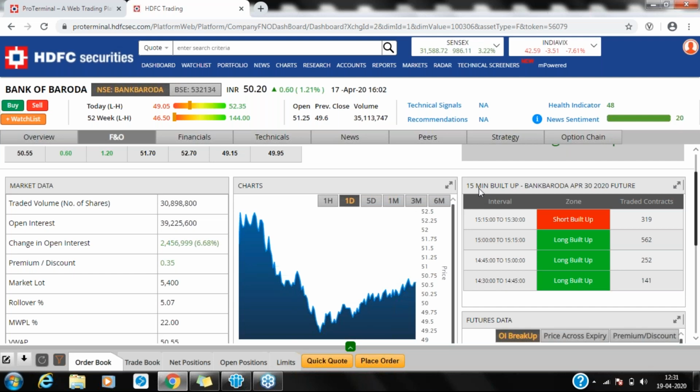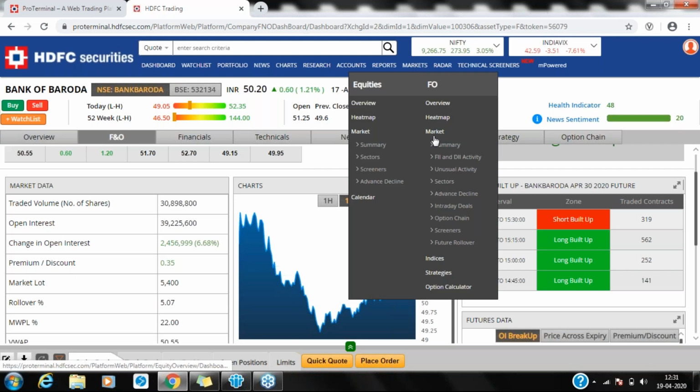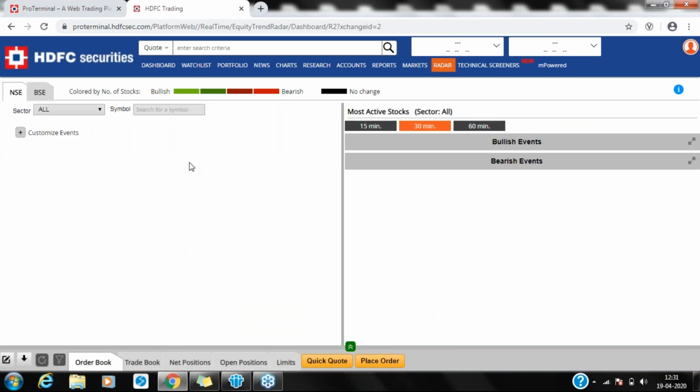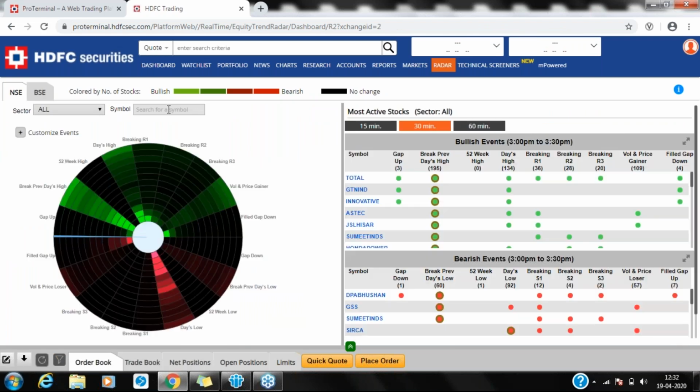Sudhir has a question. I want a list of securities on NSE where the open is equal to low. You can get this feature, not in the market section, but elsewhere. We have a technical screener and we have a radar. These are the two features. In radar, you get lots of stocks with gap up option, stocks which are making a day high and all those things. So we will do a webinar again on radar, and in that we will cover all these points.